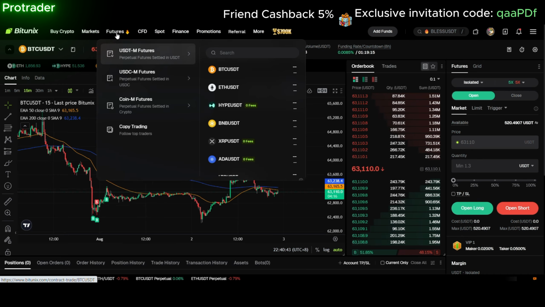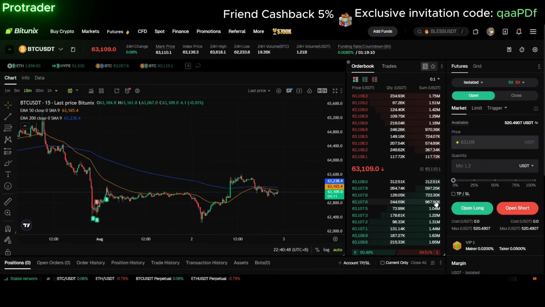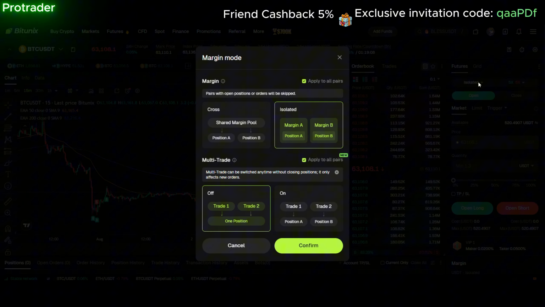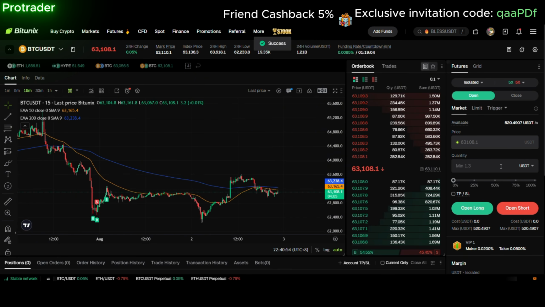Let's walk through a complete, step-by-step futures trade setup on Bitunix, using our current market conditions. First, look at your margin mode on the right side and make sure it is set to Isolated. Next, choose your order type. For this live execution, we will use a market order so it enters instantly at the current price.